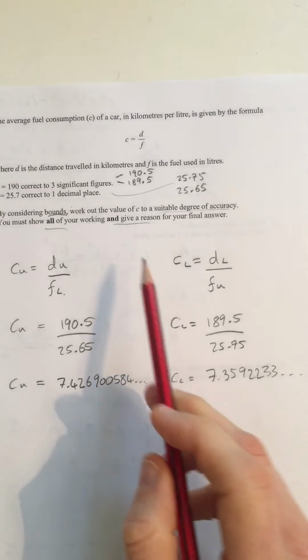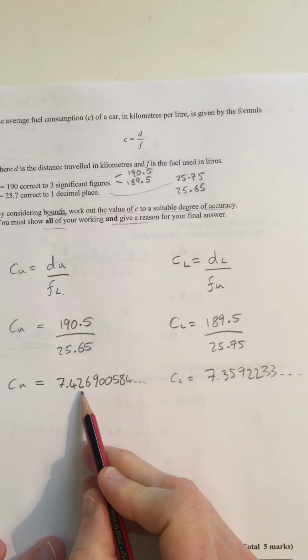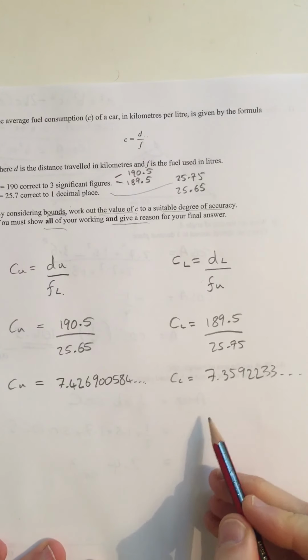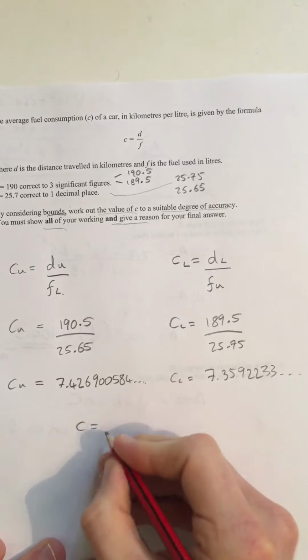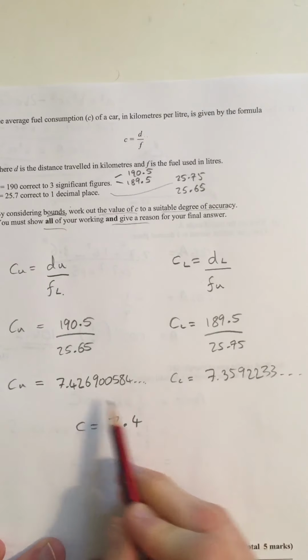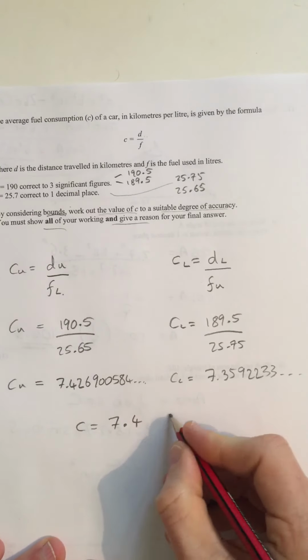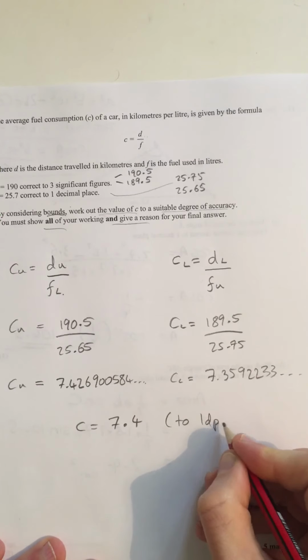So now we need to give a value of C based on these and explain why. Well, we know the answer is going to be somewhere in between here, and we know that all of the numbers between 7.359 and 7.426, all of the numbers in between these two would always round to 7.4. Every number between here and here rounds to 7.4. So my answer is going to be 7.4 to 1 decimal place.